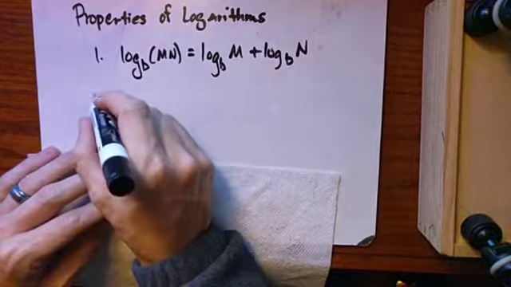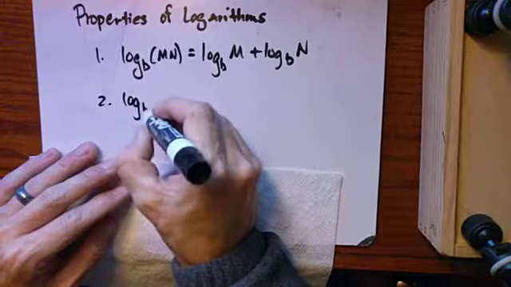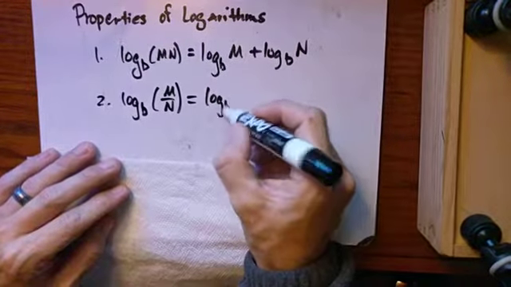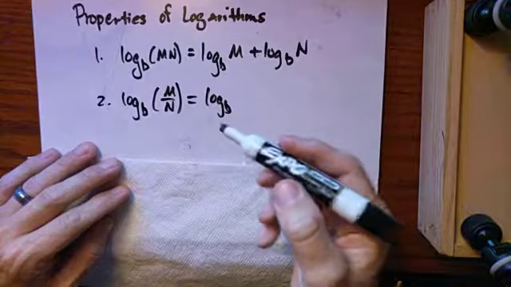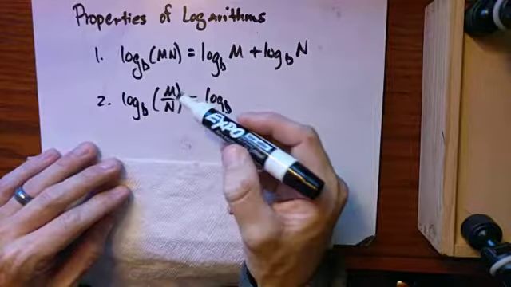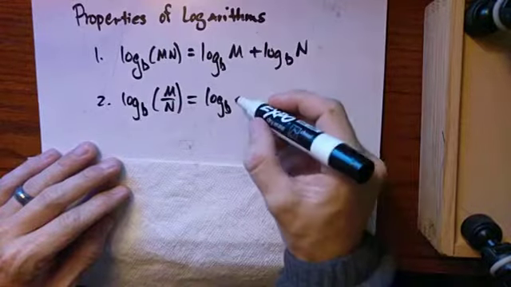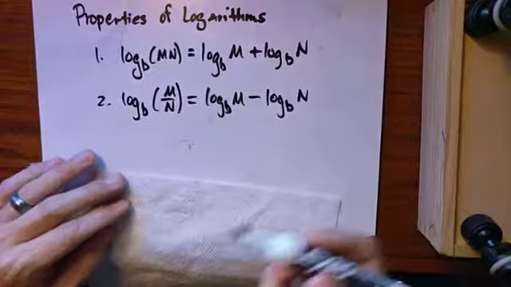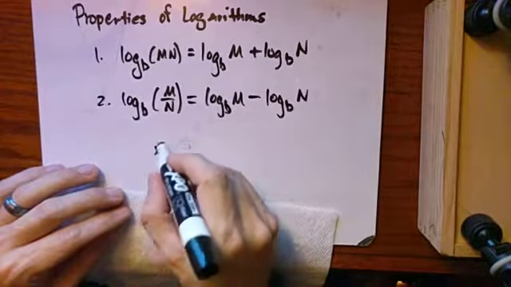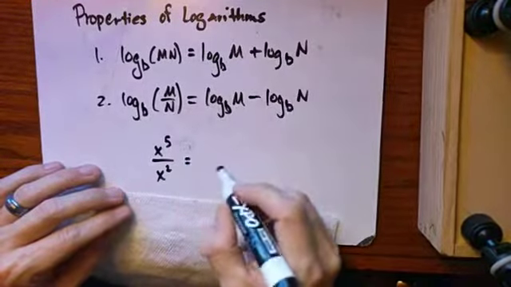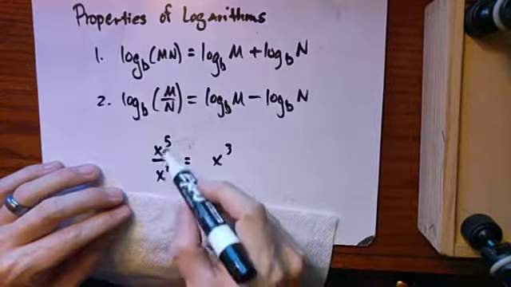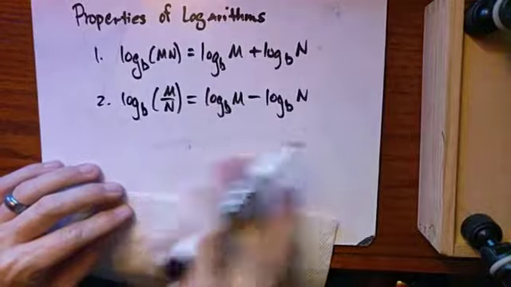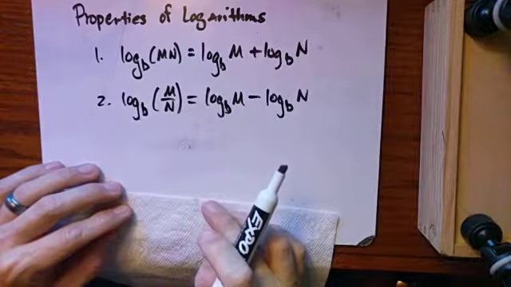There's a similar property, which is a direct consequence of this. What happens if we're dividing? Well, if you divide two quantities inside of a logarithm, you can still put them in separate logarithms, but instead of adding, you subtract. And the reason why that works out is because, for example, if you had x to the fifth divided by x squared, you would subtract the exponents, right? 5 minus 2. So essentially what you're doing here is subtracting two exponents. It's a weird look for an exponent, but that's what a logarithm really is.